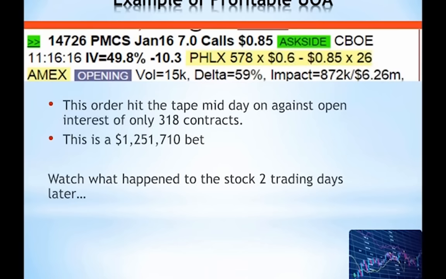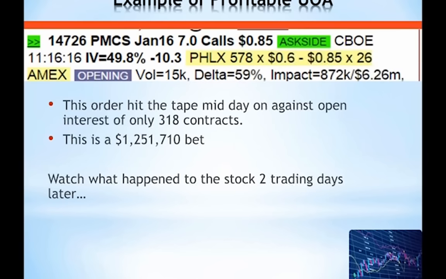And this is one of the best examples of the longer dated type of move that they play with unusual options activity. This order hit the tape in the middle of the day against open interest of only 319 contracts. A trader came in and bought 14,726 of the PMCS Jan 7 strike calls.